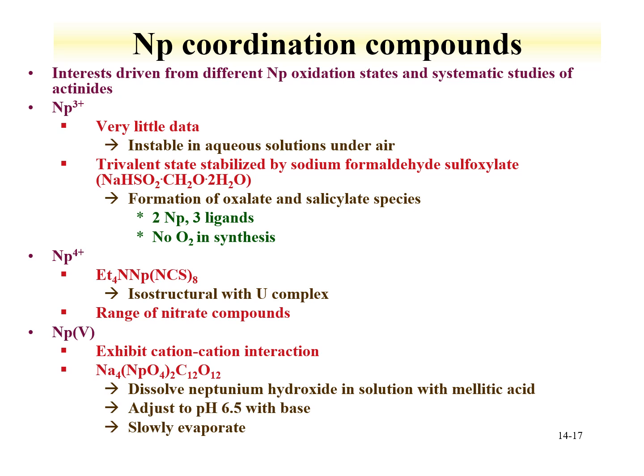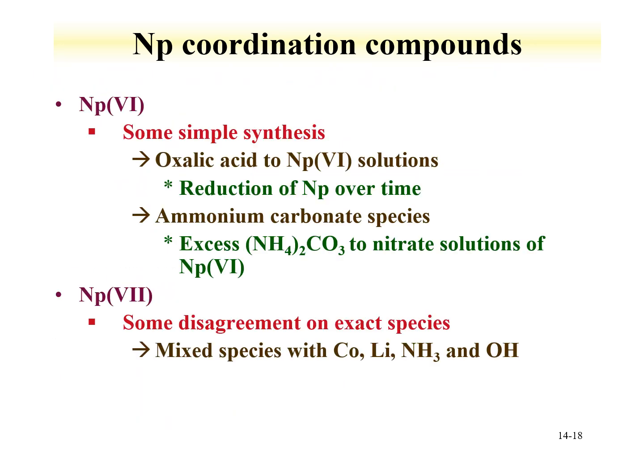Neptunium-5 is shown to undergo cation interactions. For neptunium-6, there's been some simple synthesis, for instance with oxalic acid and neptunium-6 solutions. However, over time these compounds will show reduction of neptunium from the hexavalent oxidation state. And then for neptunium-7, there's some literature available, but there tends to be disagreement over the exact neptunium-7 species that are in these coordination compounds.